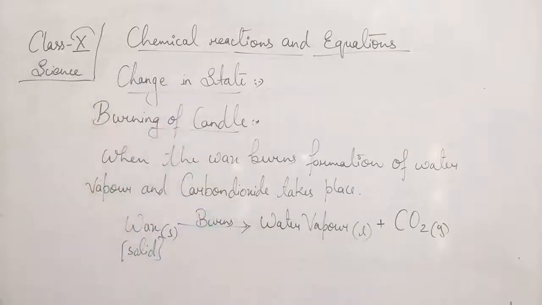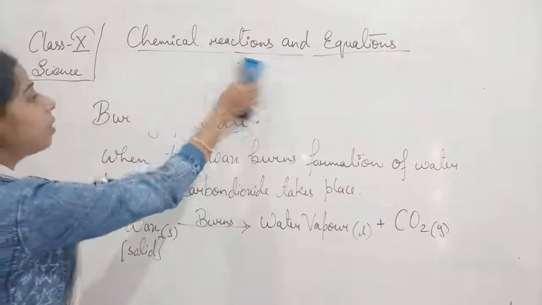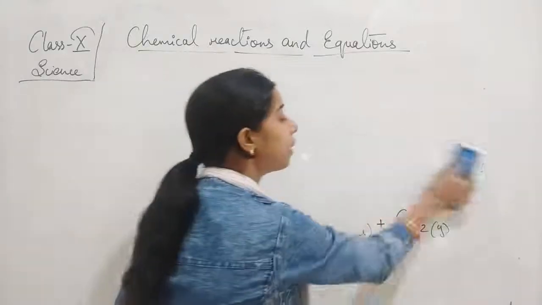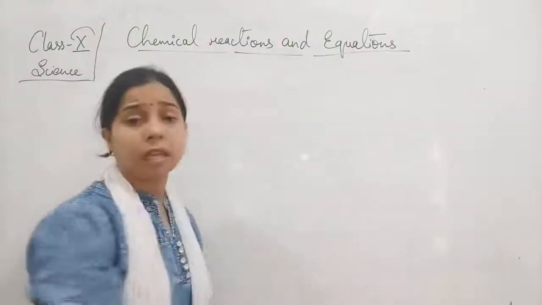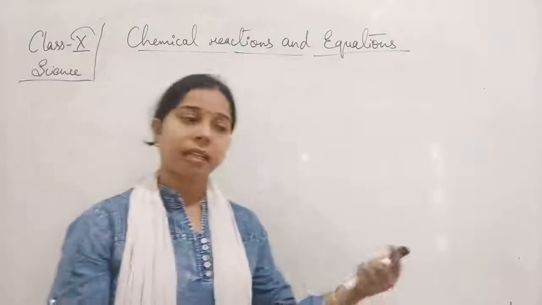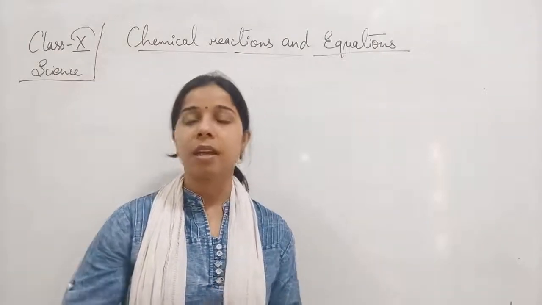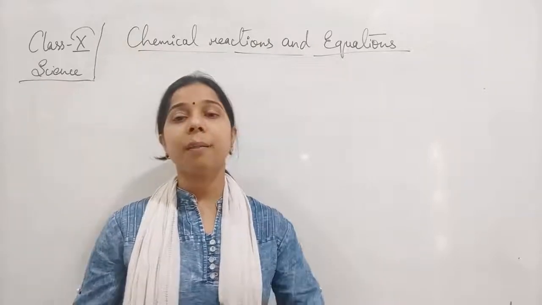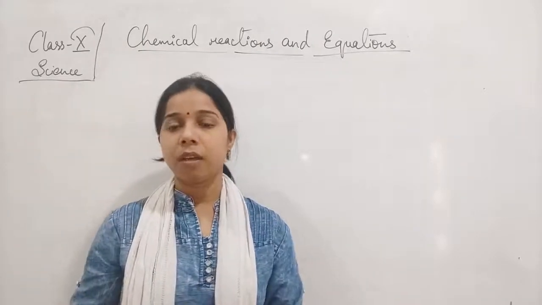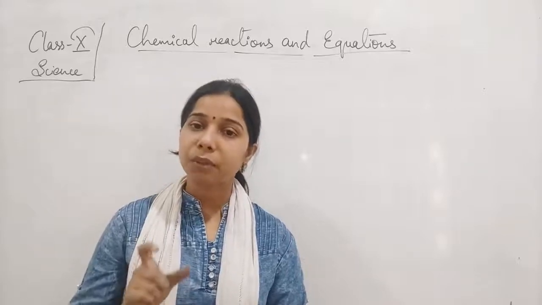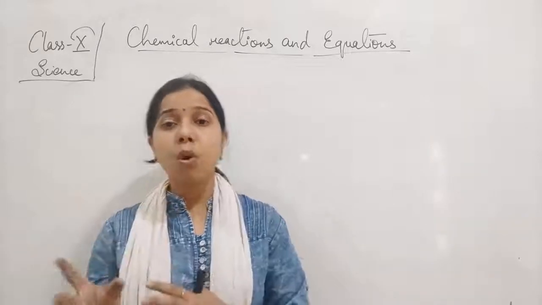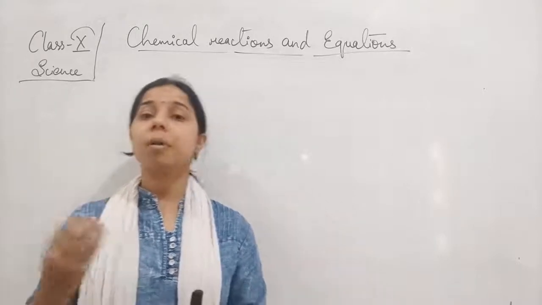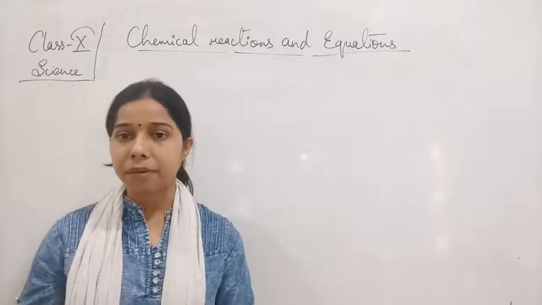Now here one more thing is there. We have seen that different reactions show different types of characteristics. It means a reaction can show the evolution of gas, the formation of a precipitate, a change in color, a change in state, or a change in temperature. Is it possible that a reaction can show two or more characteristics simultaneously?